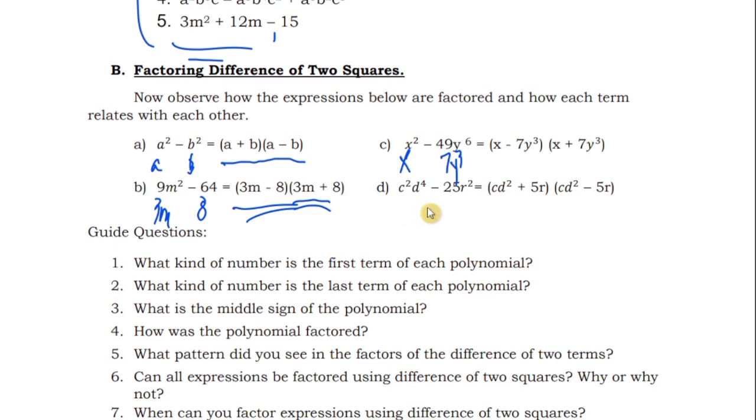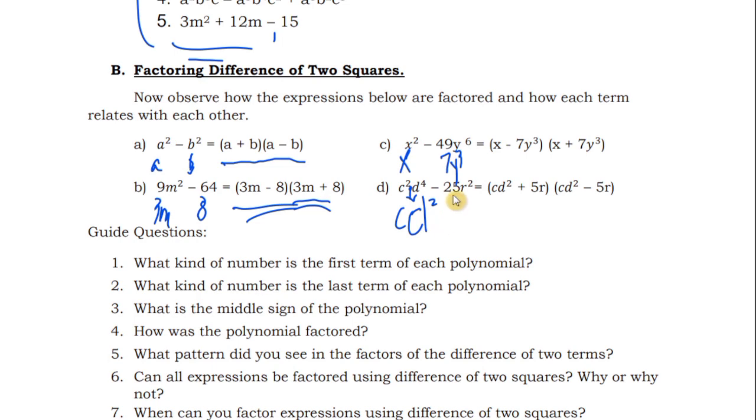Okay, the given for letter D is c squared d to the 4 rather minus 25r squared. C squared d to the 4 is a perfect square of cd squared, because cd squared times cd squared is c squared times d to the 4. So that is why the perfect square of c squared d to the 4 is cd squared.